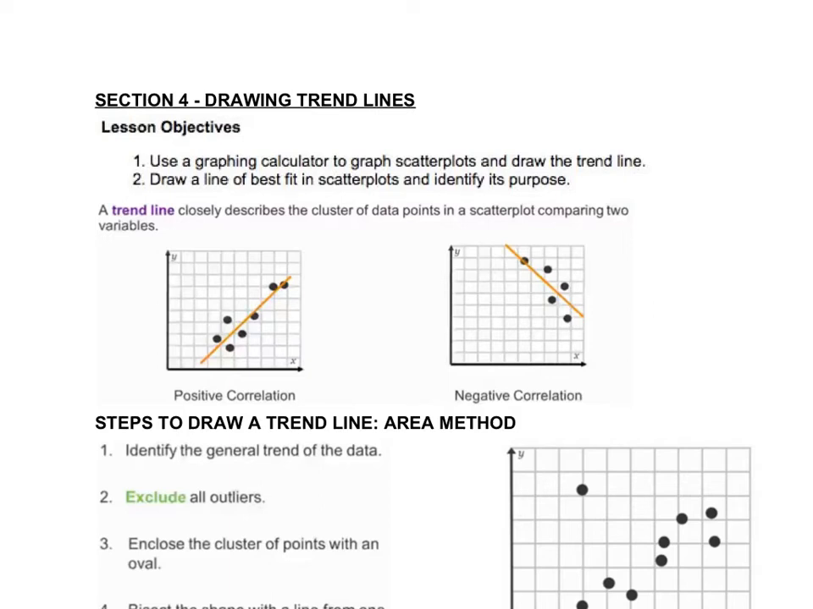This is a video for Unit 3, Section 4, and what we're going to be doing here is drawing trend lines. So our objective today, we want to use a graphing calculator to graph scatter plots and draw the trend line and draw a line of best fit in scatter plots to identify its purpose.